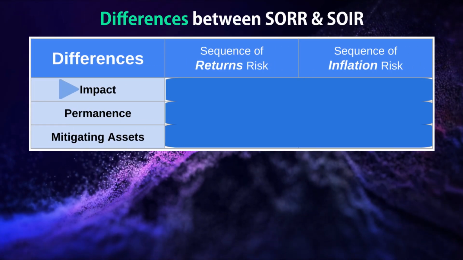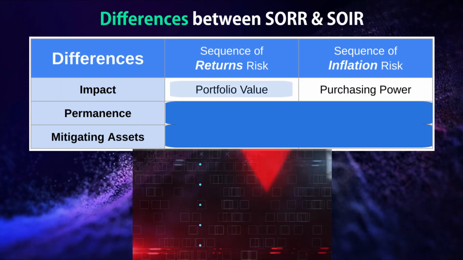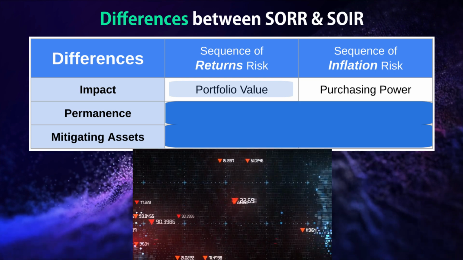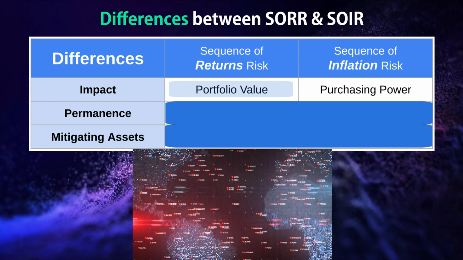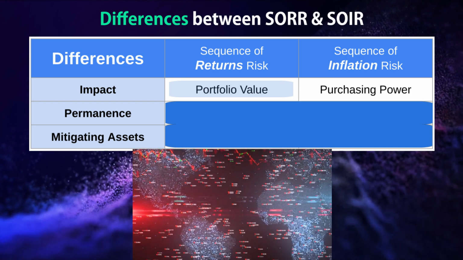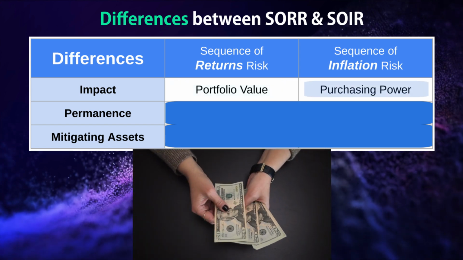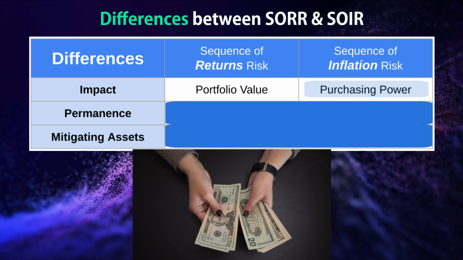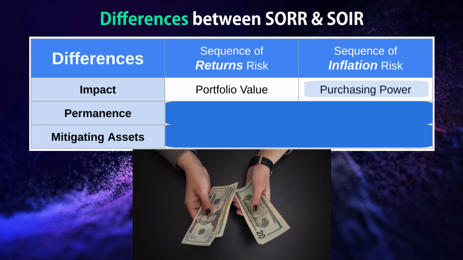First, the focus of these risks is different. Sequence of returns risk affects the absolute value of your investment portfolio. Early negative returns reduce portfolio value, leading to higher withdrawal rates and less potential for future growth. On the other hand, sequence of inflation risk doesn't reduce nominal portfolio value, but increases the amount you need to withdraw to maintain the same standard of living.